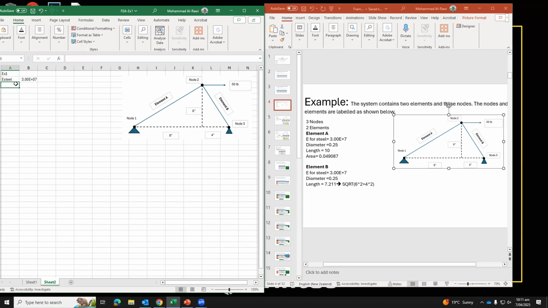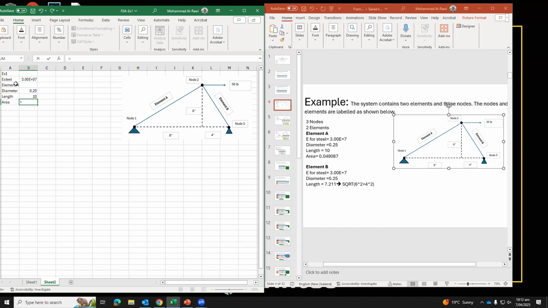Now for element A, what I need from element A: diameter, it's 0.25. The units is inch. You can write that later. The length for that is 10. If I want to calculate the area, what does the area equal? Pi over 4 d squared.